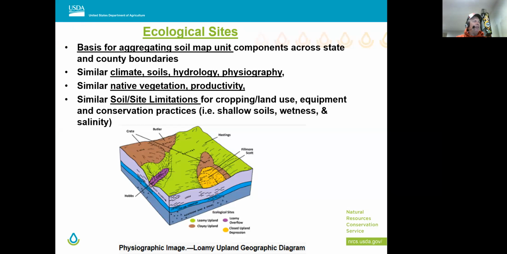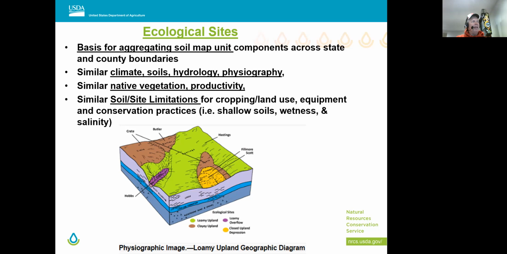Here is a physiographic image of various ecological sites so you can get an idea of how this can fit on the landscape, and you would expect the different ecological sites to respond differently. Ecological sites allow us to aggregate soil map unit components that are similar across political boundaries. We would expect to find similar climate, similar soils, and physiography, similar native vegetation, whether it's a forest or prairie system, for example. Also similar productivity would be expected.